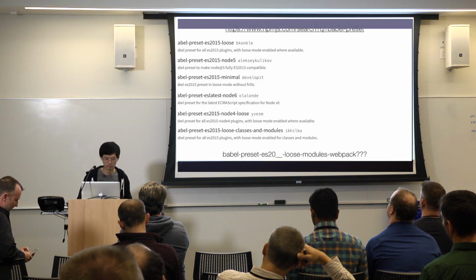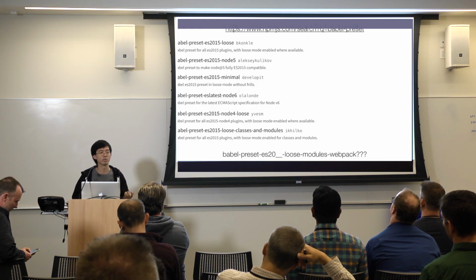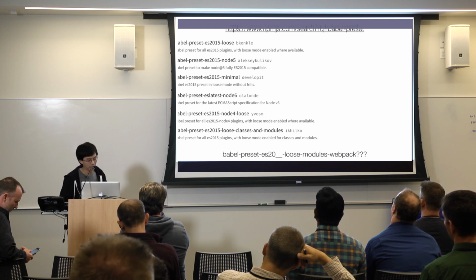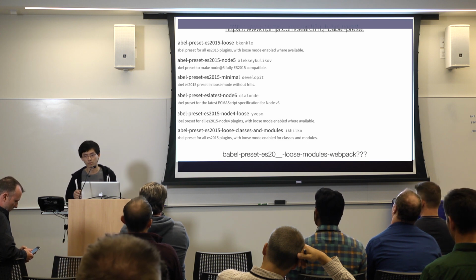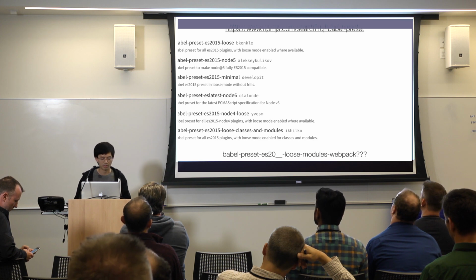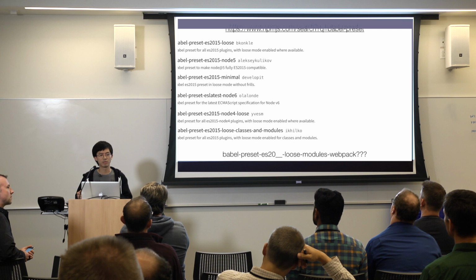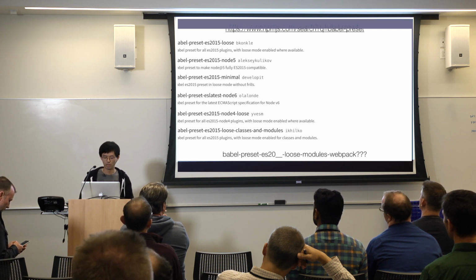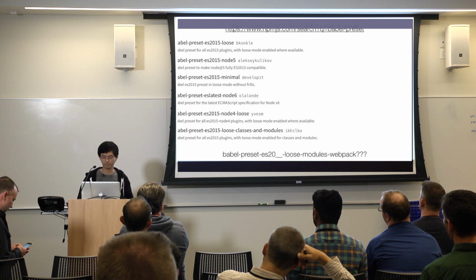And the result of this is you can make your own presets if you want for your own needs. And so people would make things like ES2015 loose or ES2016 loose or Node 5, and then you're just like, wait, now there's like a 2016 loose modules webpack. It just gets longer and longer, and people would just keep reporting things like that.